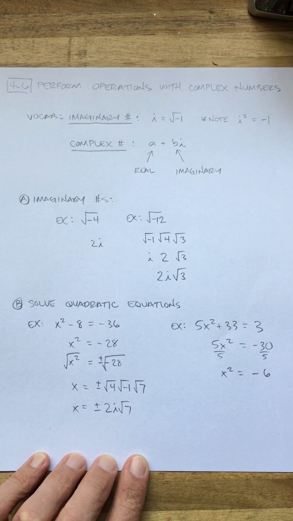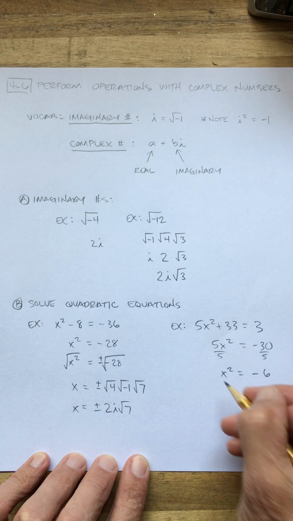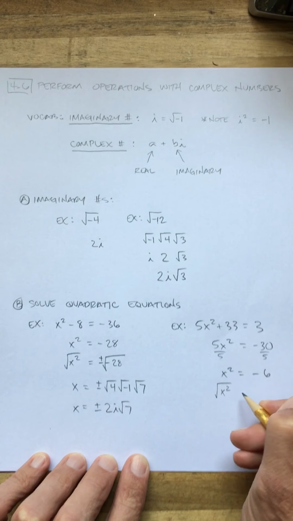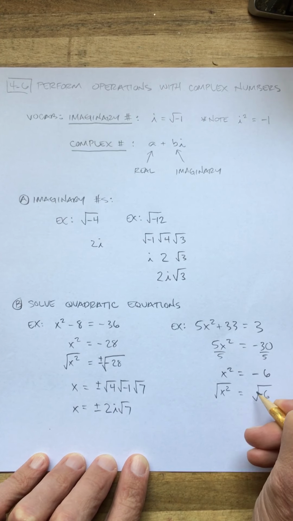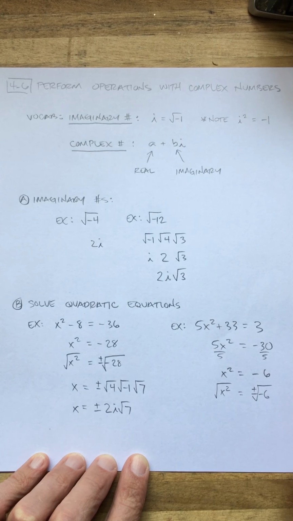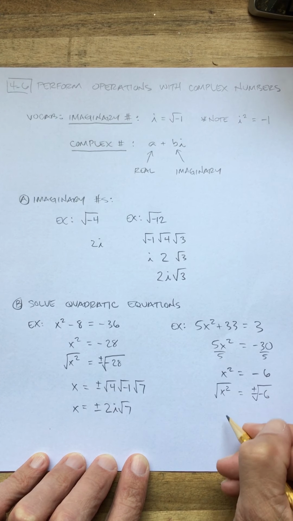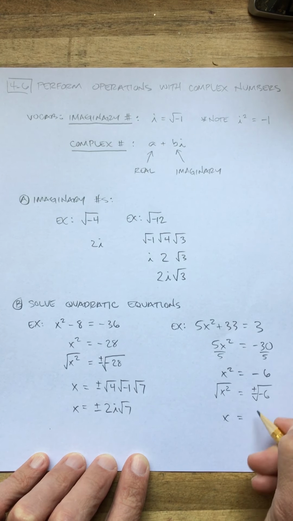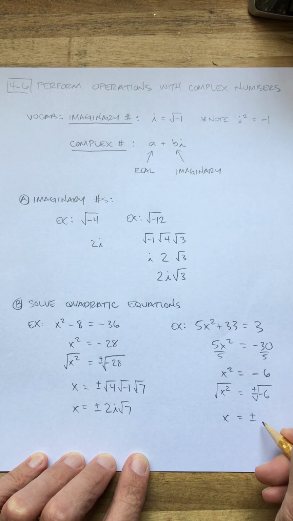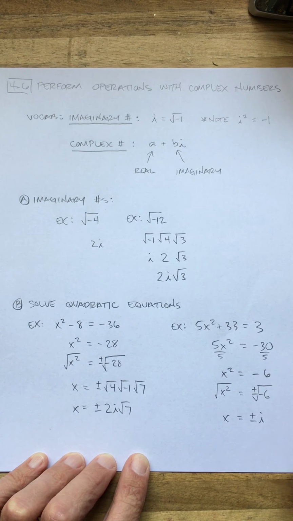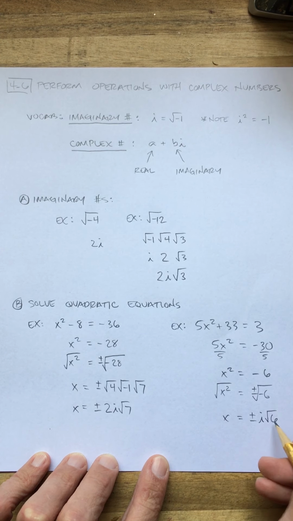Okie doke. And take the square root of both sides, so x squared, take the square root, equals negative 6. Don't forget to put plus or minus. Okay, and the square root of x squared is x equals plus or minus. Now since it's negative, we're always going to have an imaginary number. And the square root of 6, we can't really break that down, so just leave it as the square root of 6. So we get x equals plus or minus i square root of 6.